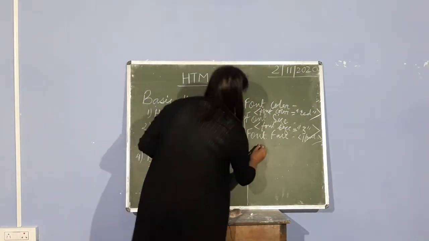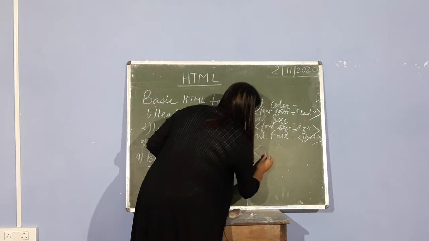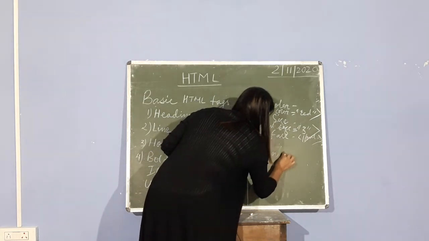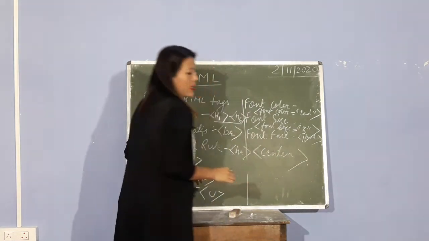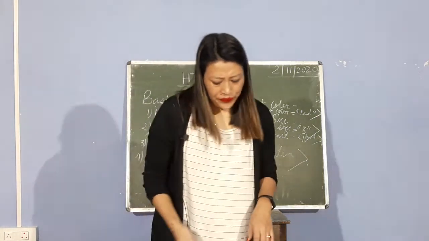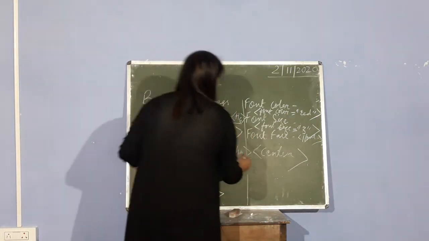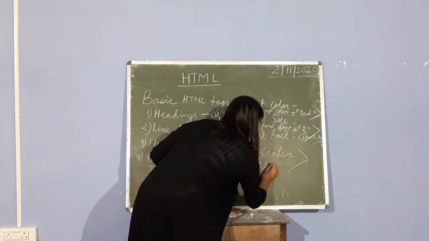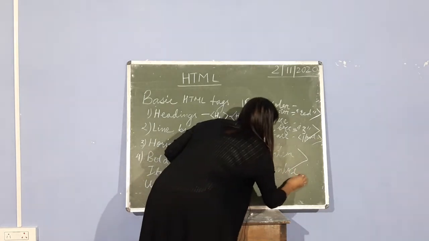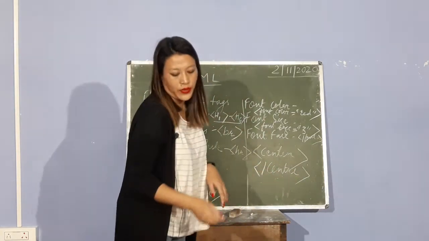This particular line you have to open center alignment like this, okay? So this is your alignment, and since it is a container tag, you have to close the alignment here, okay?